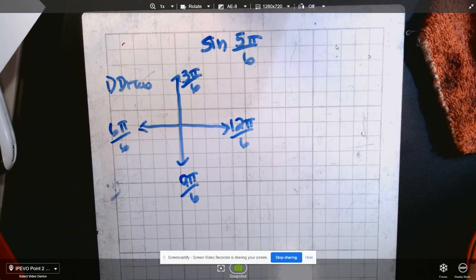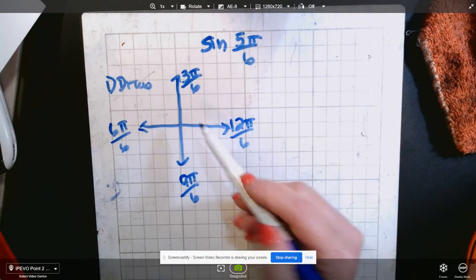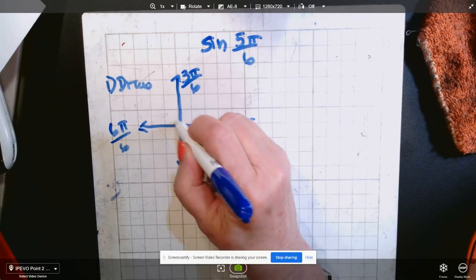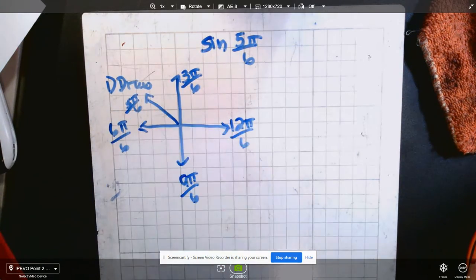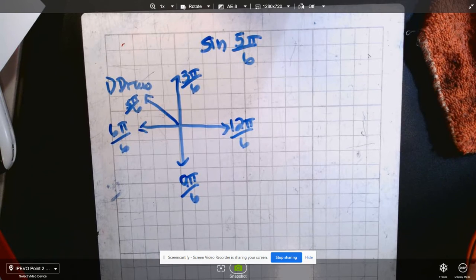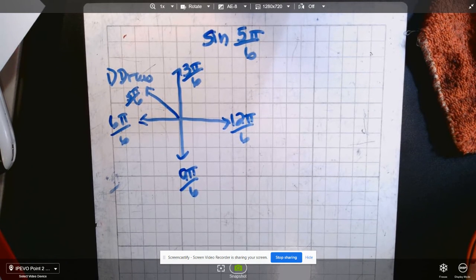Well, I know 5 pi over 6 is going to be between 3 and 6. So 5 pi over 6 will be somewhere over here in the second quadrant. Again, I don't really care exactly where you place it. It's more important that you just know what quadrant it is in.